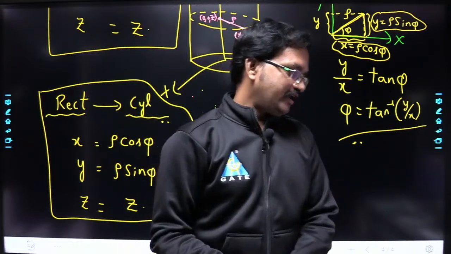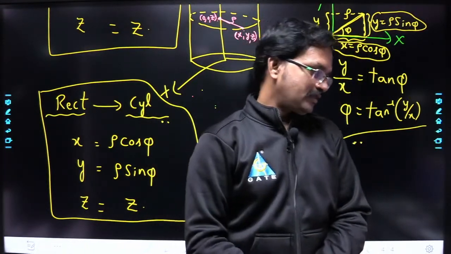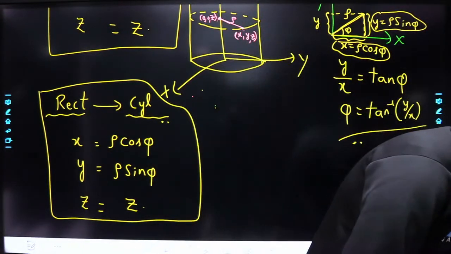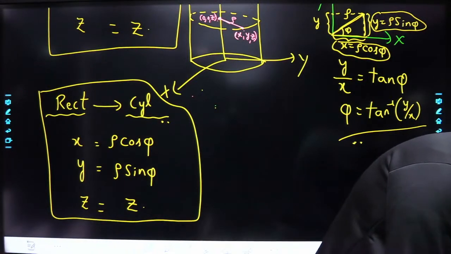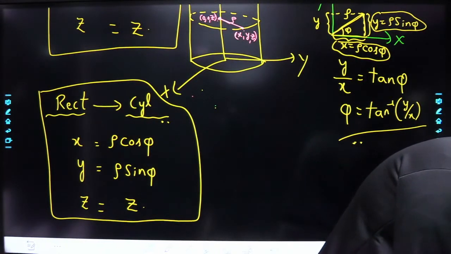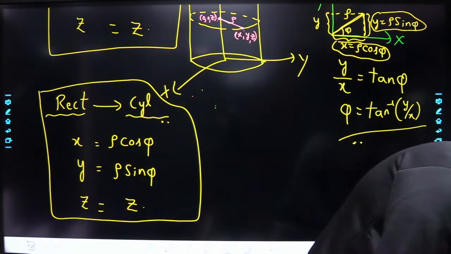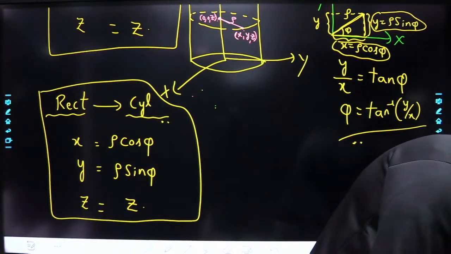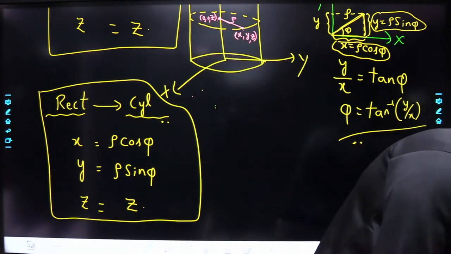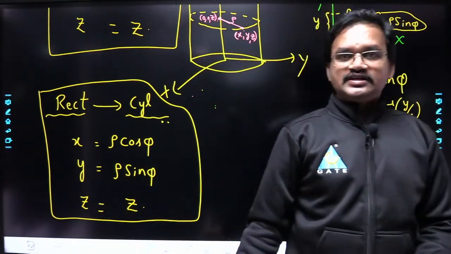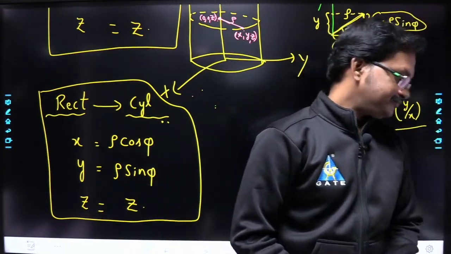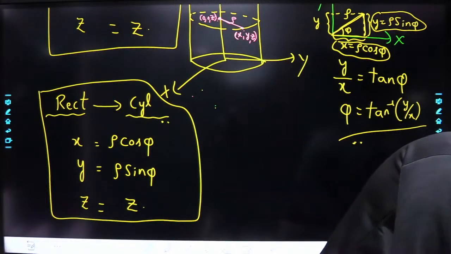Okay. So is it clear up till now? Tell me here. Is it clear? Thank you. Tell me, up till now is it clear? The cylindrical coordinate system? Yes or no?